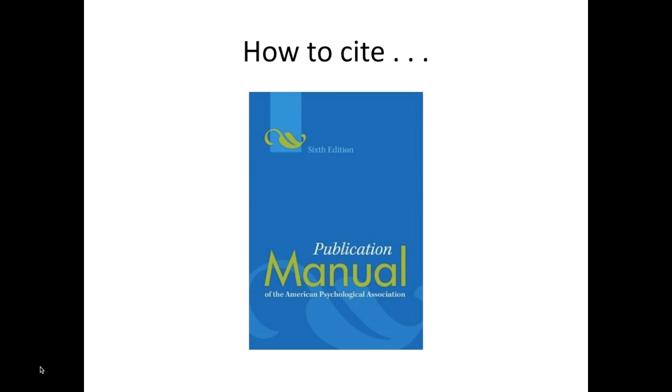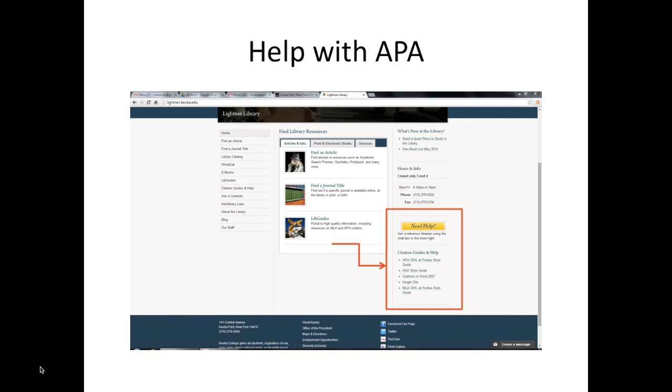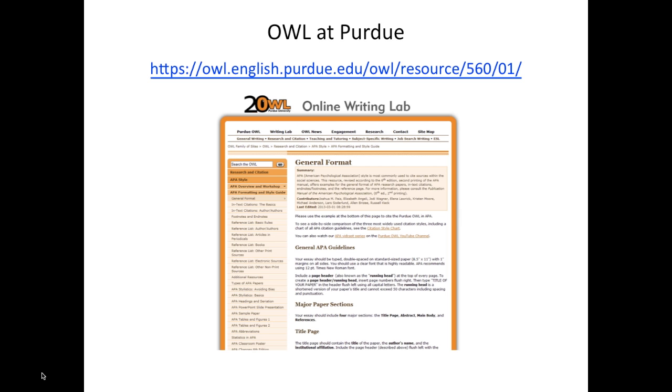Keuka follows the APA style from the American Psychological Association. To get help with the APA format, you can go to the Lightner Library website. In the lower right-hand corner are links to help sites. The best, of course, is the OWL at Purdue, and I highly recommend that you take a look at it. It can help you with the general format of your paper, and also with in-text citations and your list of references.